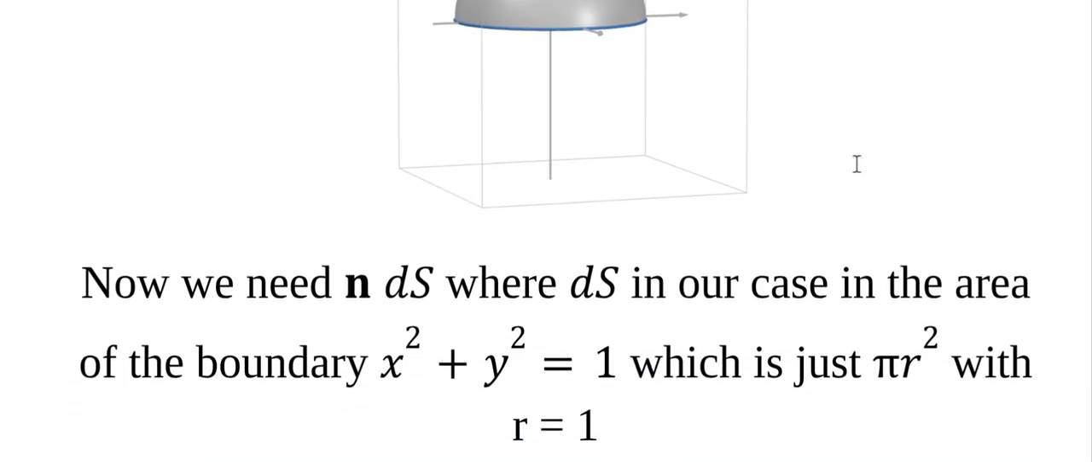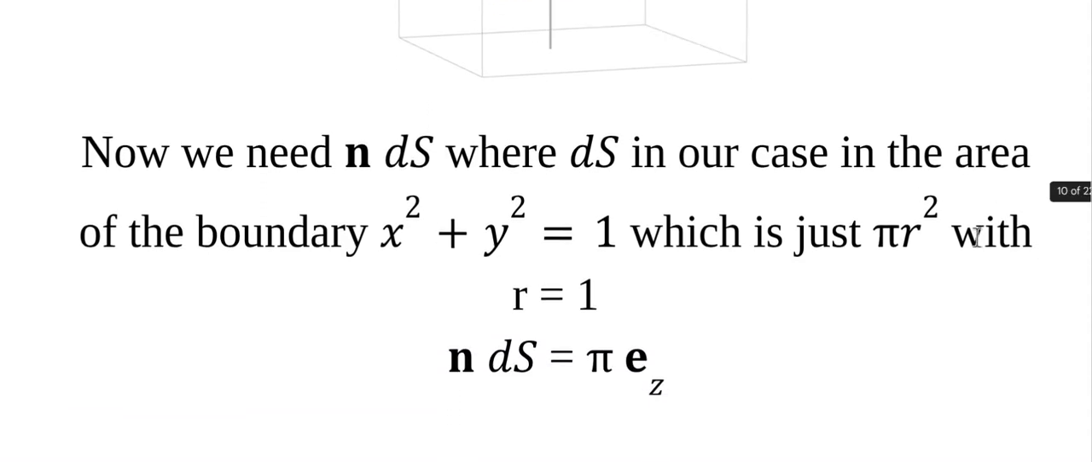Now we need n dS, where dS in our case is the area of the boundary. This is the area of the boundary, and ours is just a circle. So what's the area of a circle? It's just pi r squared, when r is equal to 1. So n dS just becomes pi, because r is equal to 1. It's a unit circle, easy.